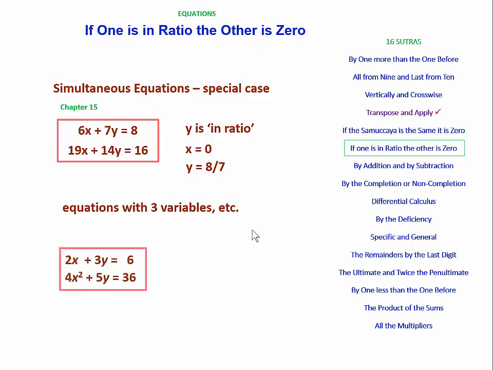And here's another nice illustration too. You might notice here in this pair of equations that the 36 is the square of the 6. And the same applies here, that the 4x squared is the square of the 2x. So the same thing applies. We've got the ratio there, and therefore the other is 0, which means y is 0. And if y is 0, x is 3.